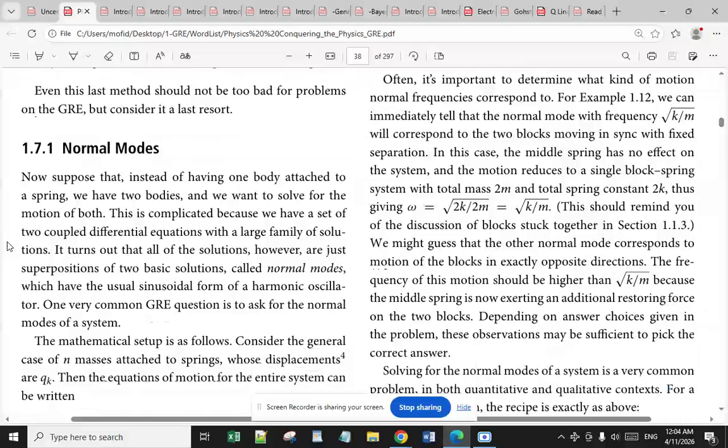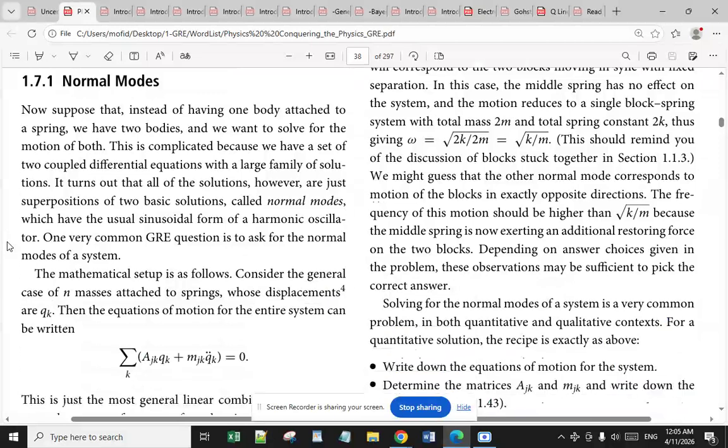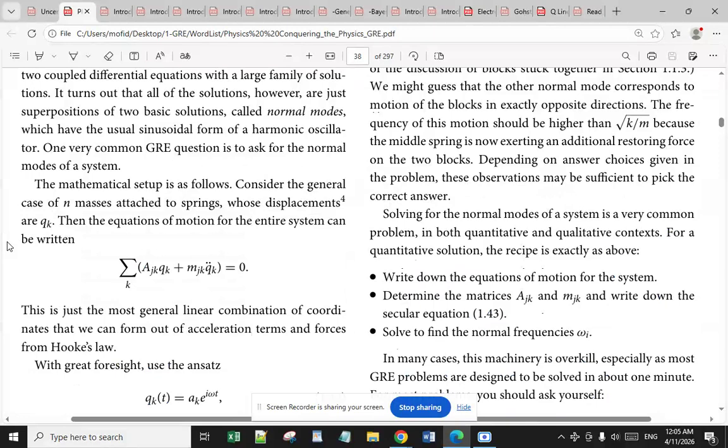One very common GRE question is to ask for the normal modes of a system. The mathematical setup is as follows. Consider the general case of n masses attached to springs whose displacements are q_k. Then the equations of motion for the entire system can be written as the sum over k of K_jk q_k plus M_jk q̈_k is equal to 0. This is just the most general linear combination of coordinates that we can form out of acceleration terms and forces from Hooke's law.